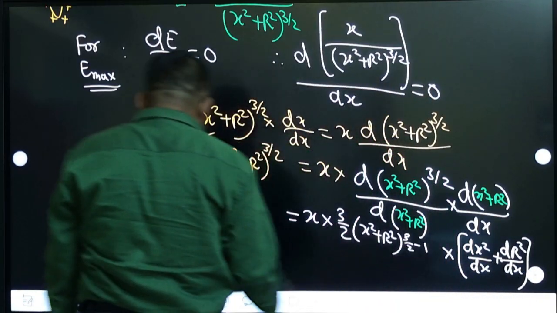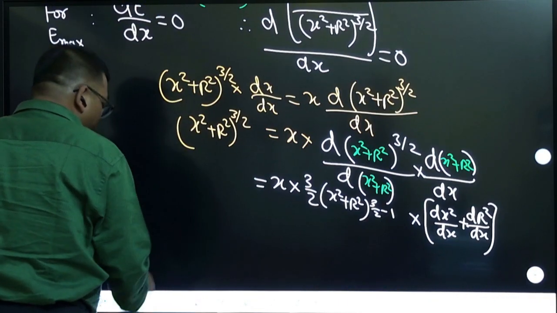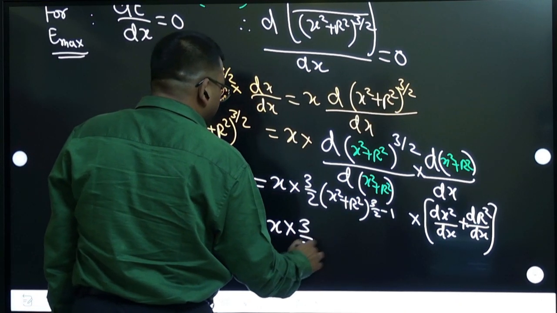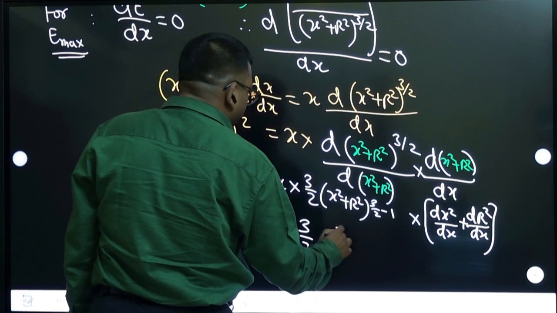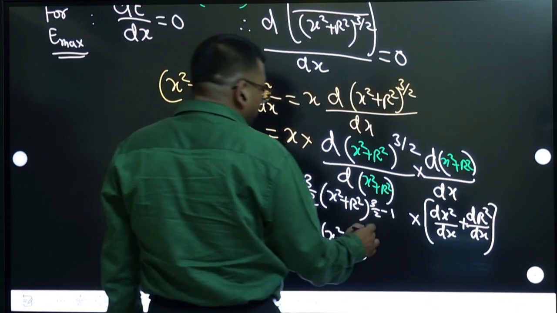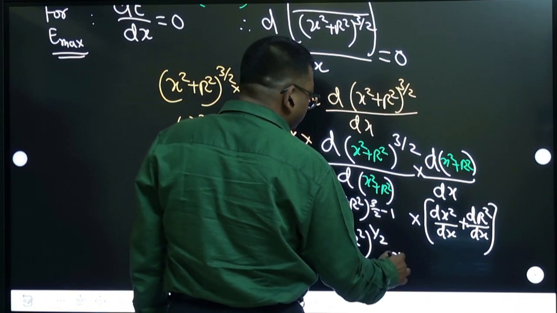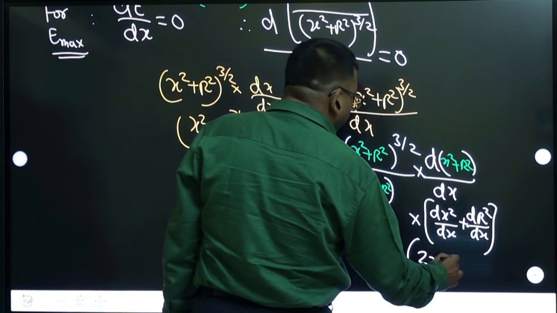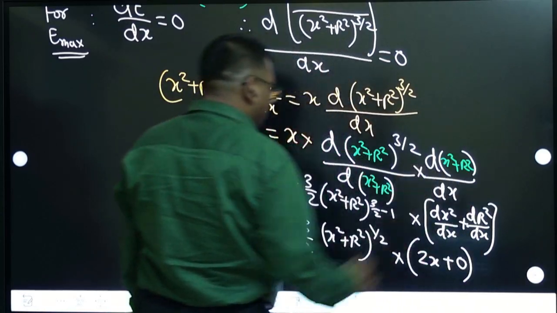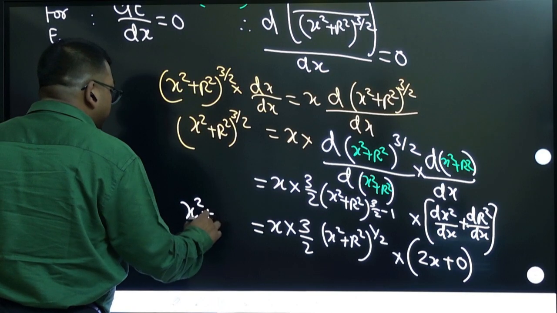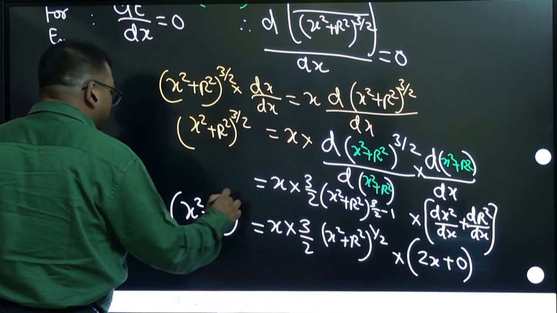Okay, here I am writing more steps to make things clear. So here x into 3 by 2, and then it will become x square plus r square power 3 by 2 minus 1, means it is half, right? And here x square differentiation becomes 2x, and this differentiation becomes 0 because r is constant. So what do you get? And note that this side is x square plus r square power 3 by 2.